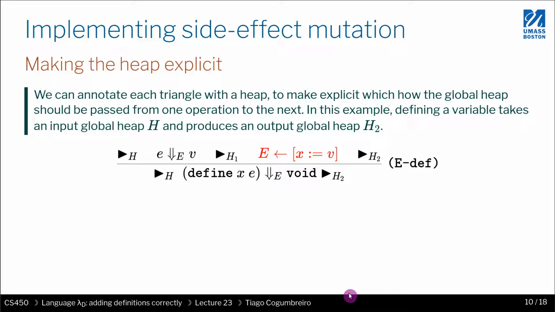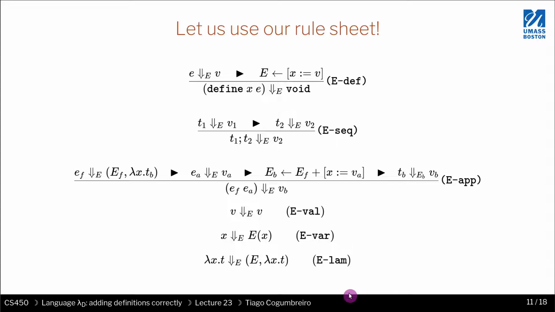Okay, so this is the difference. Finally, if I update my rules, I see this is happening. I see that these three rules are actually side effect free. But I do see that my eApp actually updates the heap because it has these little triangles. So I see that here I could potentially mutate the heap.